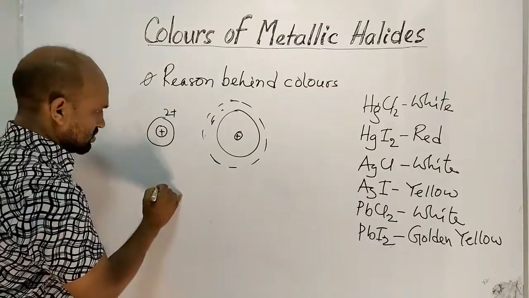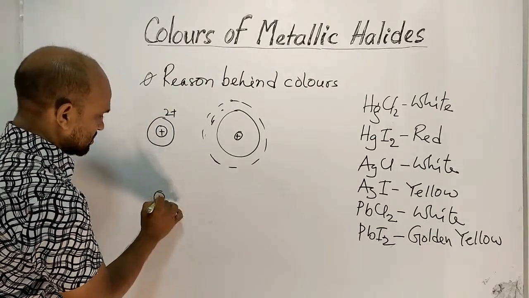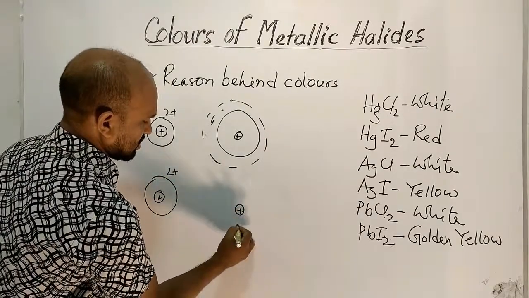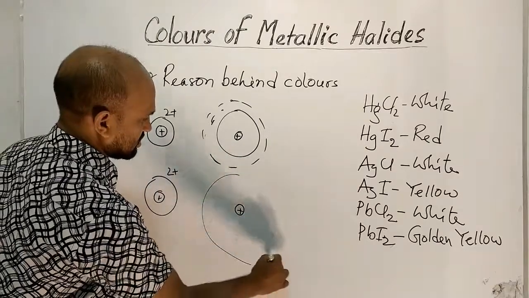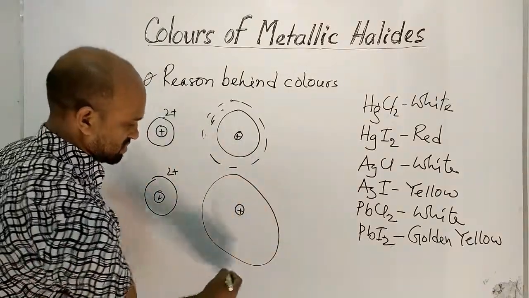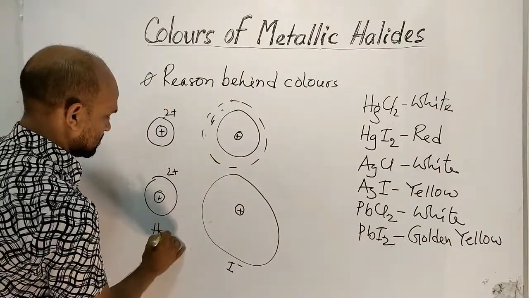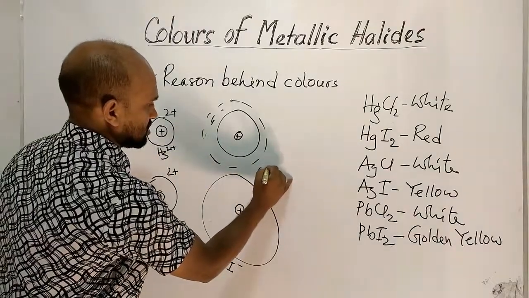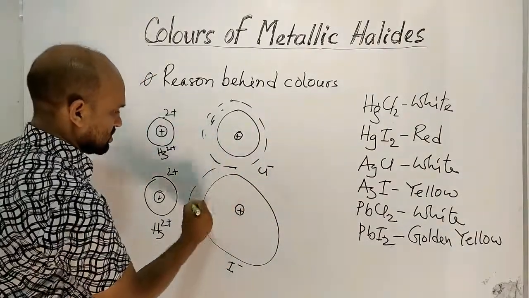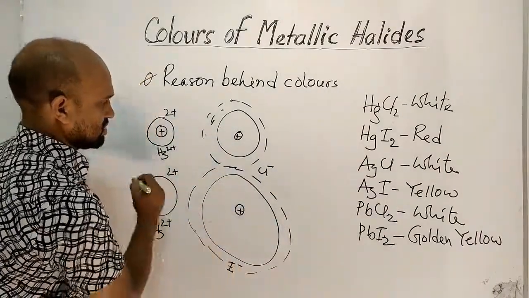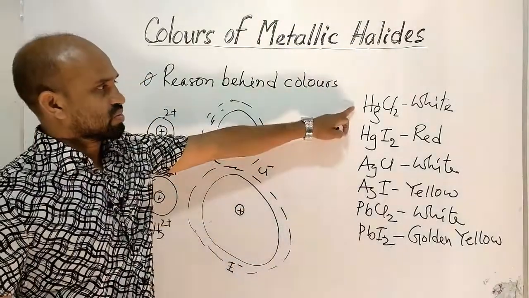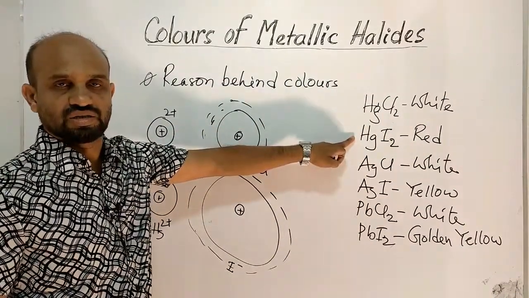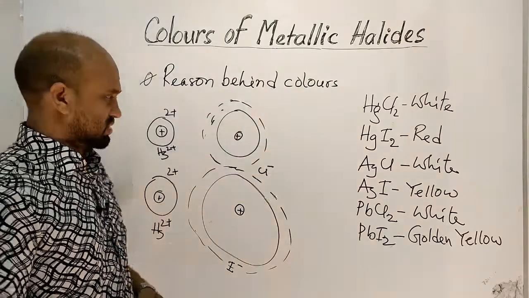And mercuric iodide is, this is mercury 2+ charge, and this is the nucleus of iodine, which is bigger in size, iodide. This is mercury 2+, and this is chloride minus. Here this is the electron cloud. And mercuric chloride is white in color, but mercuric iodide is red in color. What is the reason? Let's see.